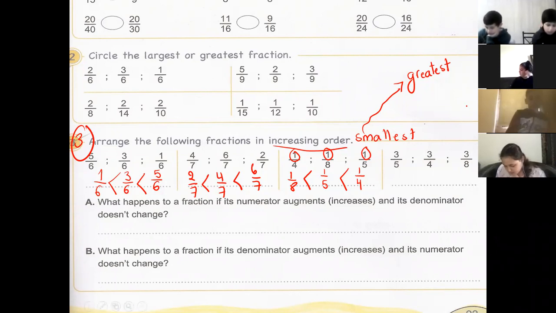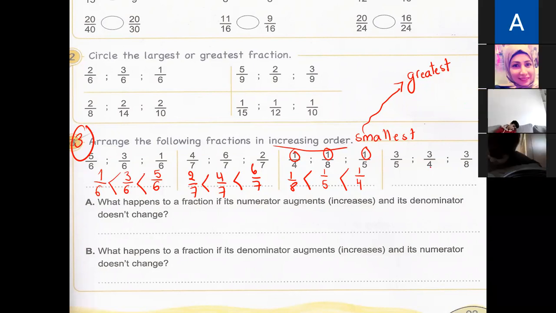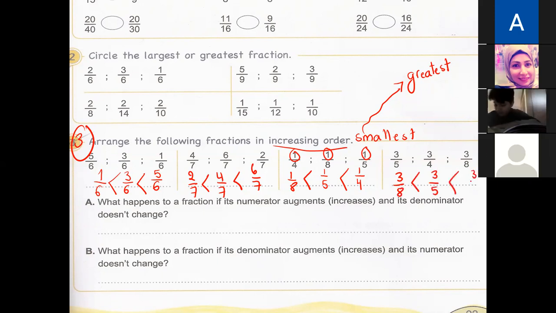Bravo. Now Mohammad Al Bardan, the last one. Arrange them please. 3 over 8. Okay. Excellent. Then 3 over 5. Then 3 over 4. Excellent. Bravo. So the smallest grade is 3 over 8.